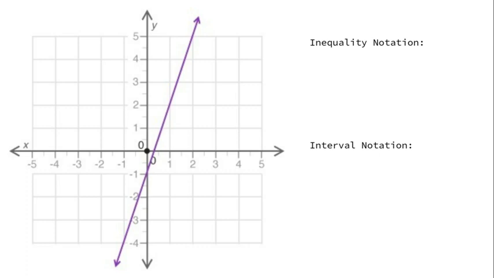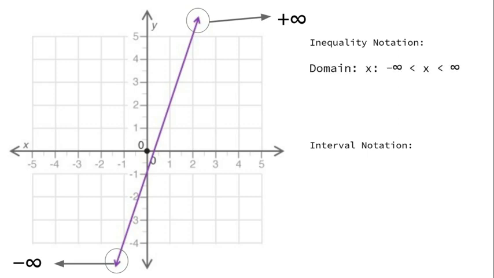Now here we have a line. We have no endpoints. This is indicating that our line goes down and to the left infinitely and up and to the right infinitely. So if we go for the domain first from left side to right side, the left side of our graph is going all the way to negative infinity. The right side of our graph is going all the way to positive infinity. So for the domain, negative infinity is less than x is less than positive infinity. In interval notation, we're going to use parentheses because it is not equal to at either of those values.